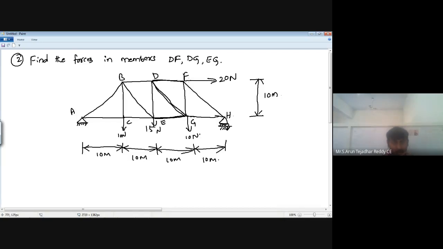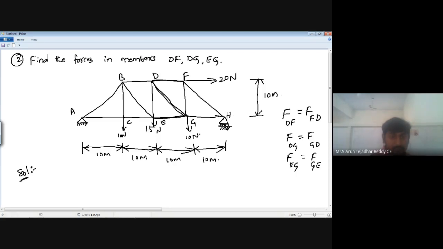You need to find only these three members. The member forces are F_DF, F_DG, F_EG. Here F_DF we can write as F_FD, F_DG we can write as F_GD, and F_EG we can write as F_GE. So this is our entire question, and try to solve the problem.